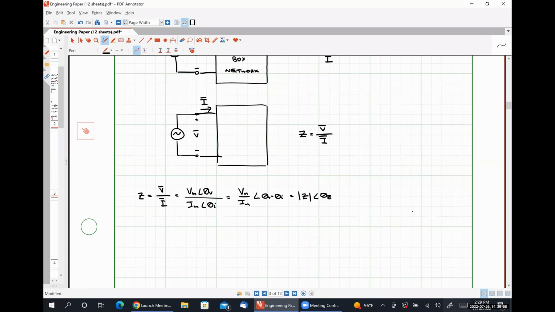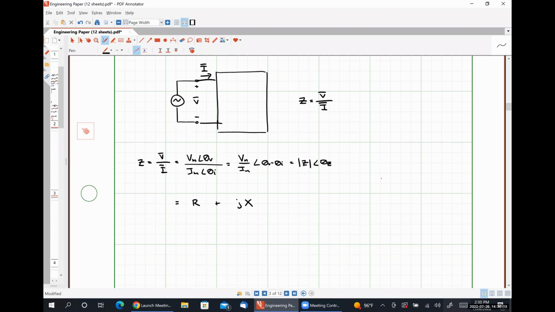Our rectangular form representation breaks our impedance up into two parts. Resistance R plus jX, okay?